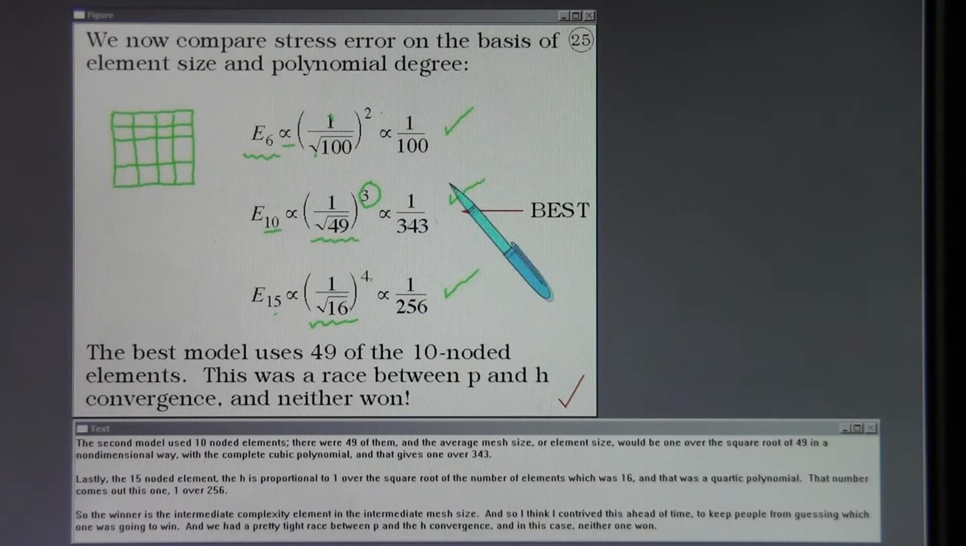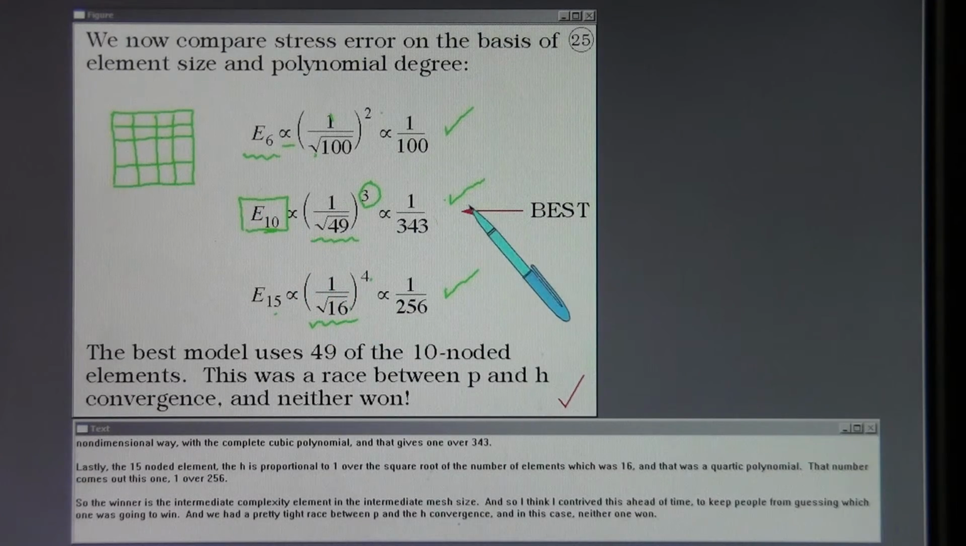So the winner is the intermediate complexity element and the intermediate mesh size. And so I think I contrived this ahead of time to keep people from guessing which one was going to win. And we had a pretty tight race between p and h convergence. And in this case, neither one won.